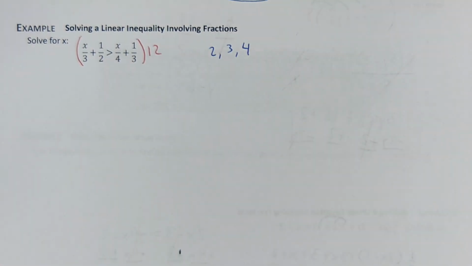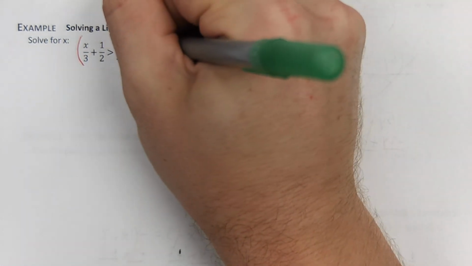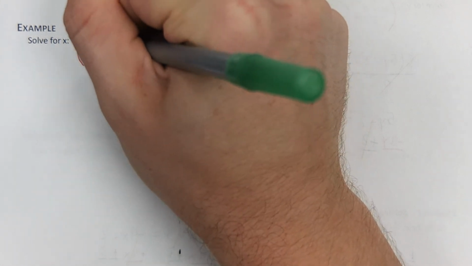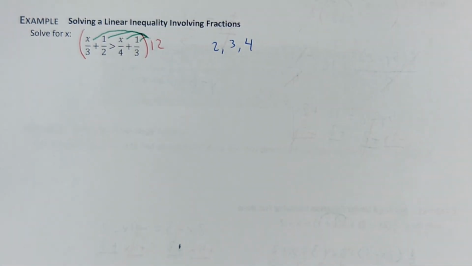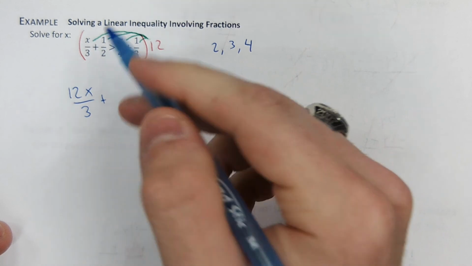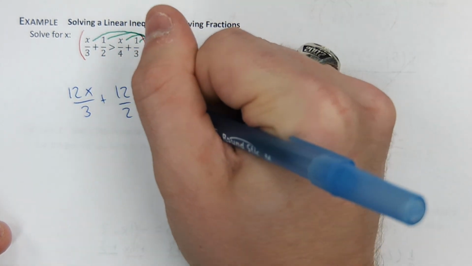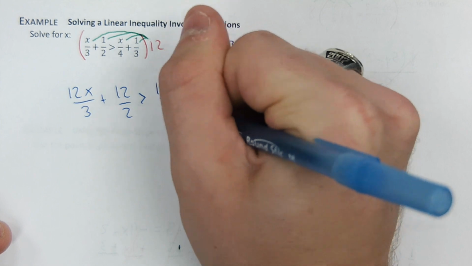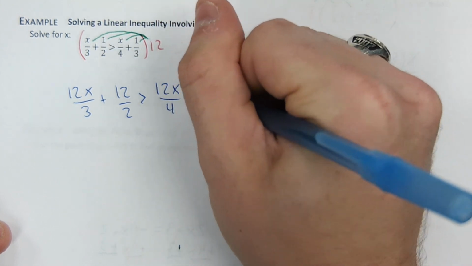Now, that 12 does have to get distributed to all of the parts that are separated by pluses and minuses. That's 4 distributions then. This fraction, that fraction, that fraction, and that fraction. All 4 of them. And because 12 is a whole number, remember, it's only going to be multiplying to the top of the fraction. Because the bottom means divide by. No, this is multiplication. So I have a 12x over 3. 12 times 1 over 2, so 12 over 2. A 12x over 4. And a 12 times 1 over 3, 12 over 3.